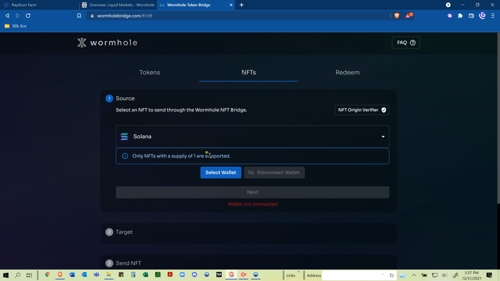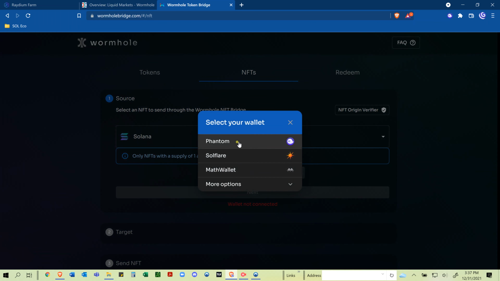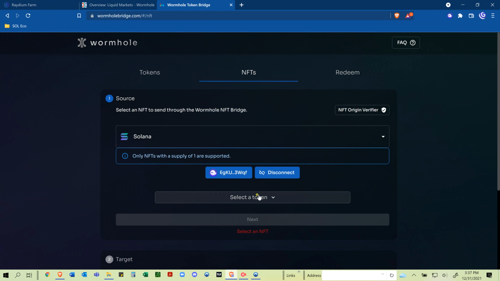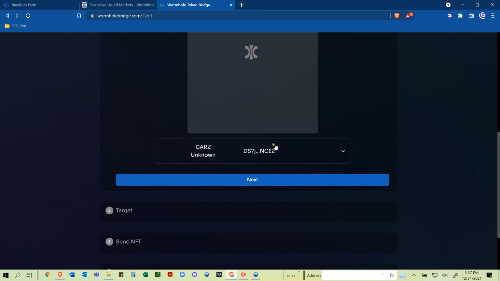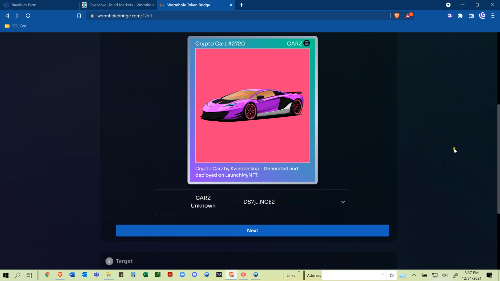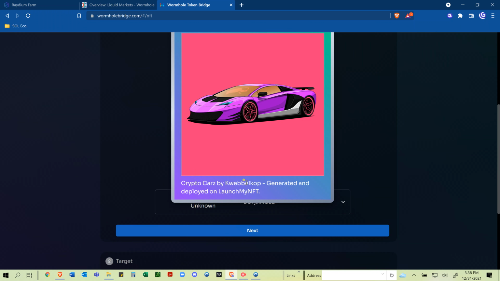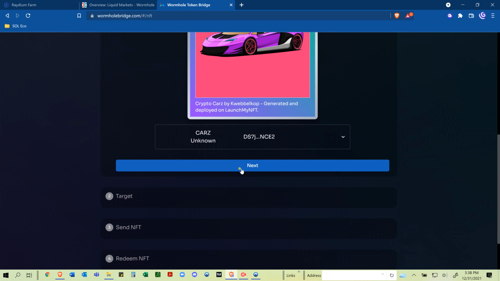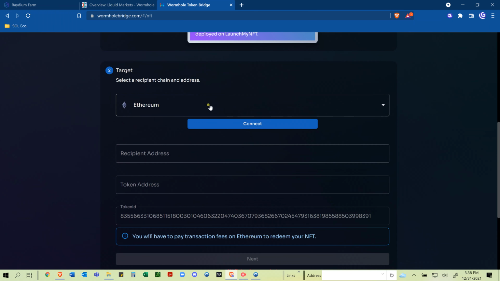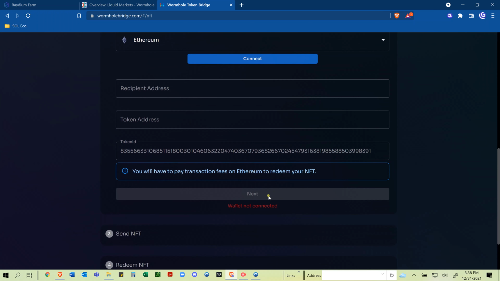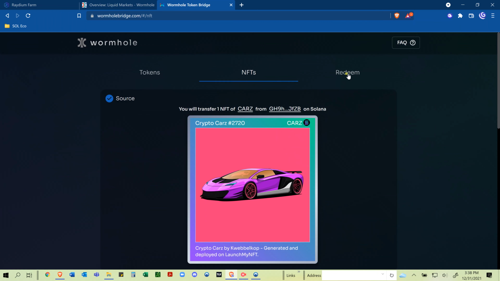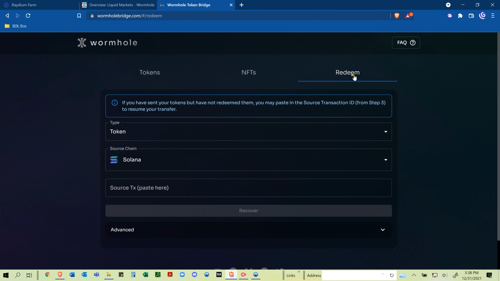So that's the token bridge, and you can send NFTs the same way, and you can only send one at a time. I could send Solana, choose my Phantom, connect, and I have one of these, Crypto Cars by Quiblecop. And next, and I could send it to the Ethereum. And it's going to wrap it, and we're still going to have to redeem it, which would be the last step here if we send it.